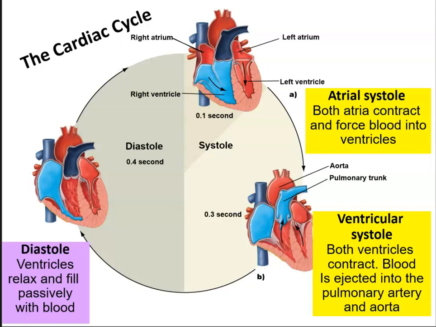Then we have the rest of the cardiac cycle, which is diastole. This is the event in which the ventricles relax and fill passively with blood. Once the blood that was in the ventricles is pumped to either the lungs or the rest of the body, they relax, allowing blood to flow from the atria back into the ventricles.